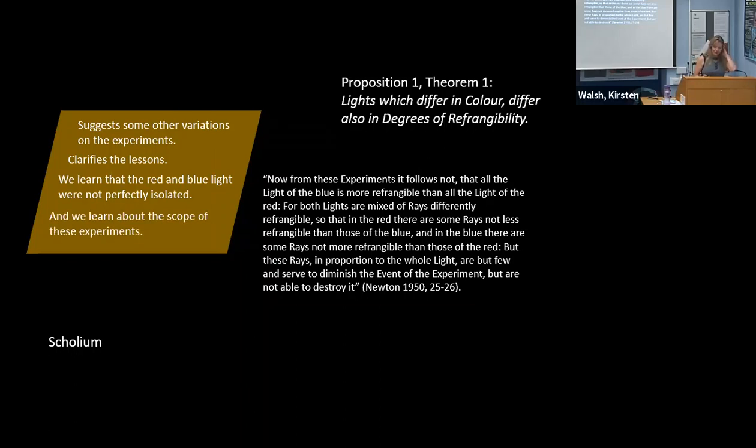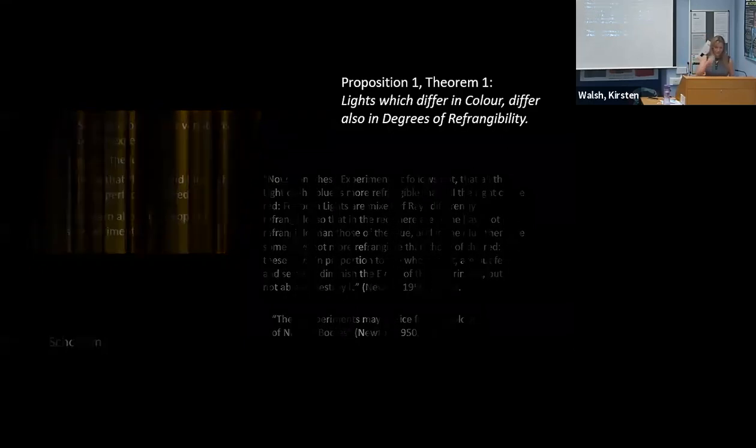We also learn about the scope of these experiments. Newton tells us that these experiments are supposed to just tell us about the colors of natural bodies and colors that are reflecting from natural bodies and so on. And then later on, he's going to go on and tell us about other kinds of bodies and what happens when these are reflected and so on.